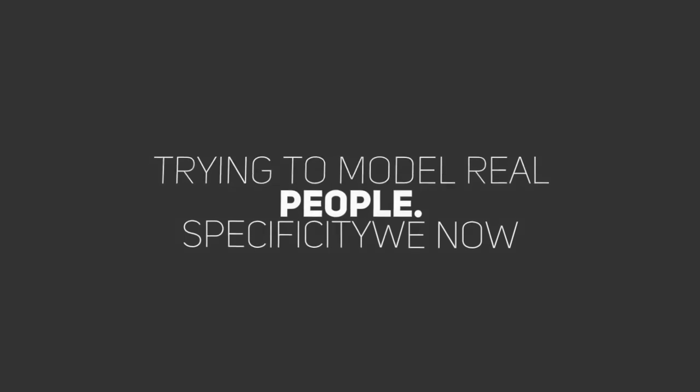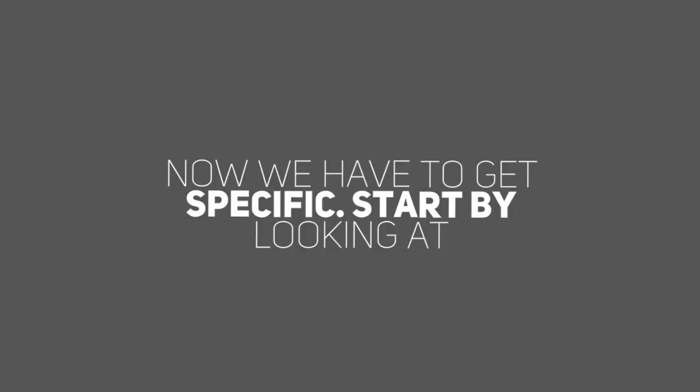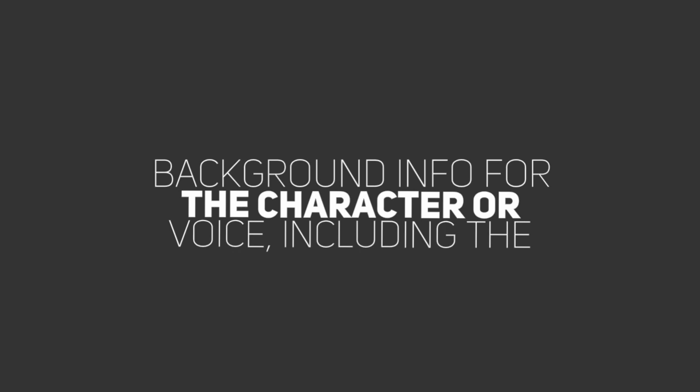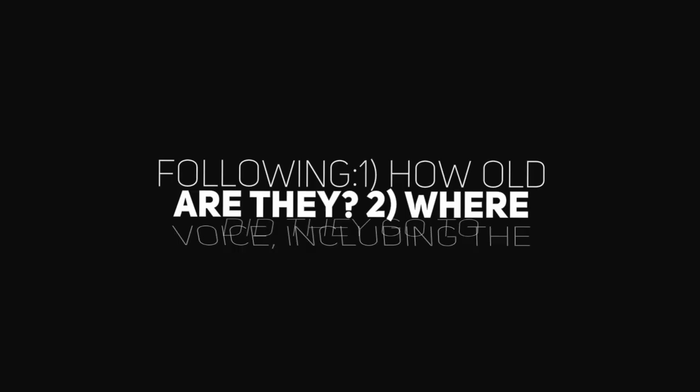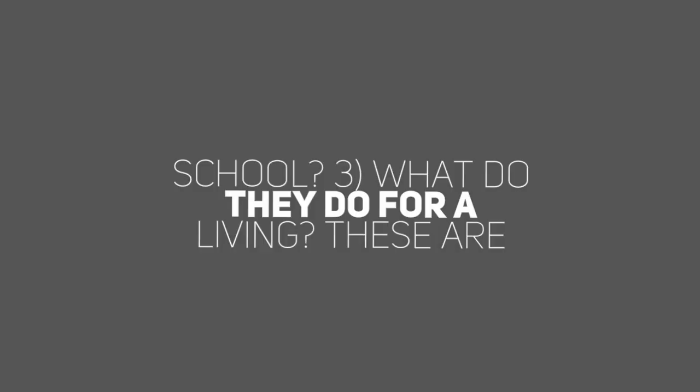Specificity. We now have an idea of what type of examples to look for. Excellent. Now we have to get specific. Start by looking at background info for the character or voice, including the following. Number 1, how old are they? Number 2, where did they go to school? Number 3, what do they do for a living?